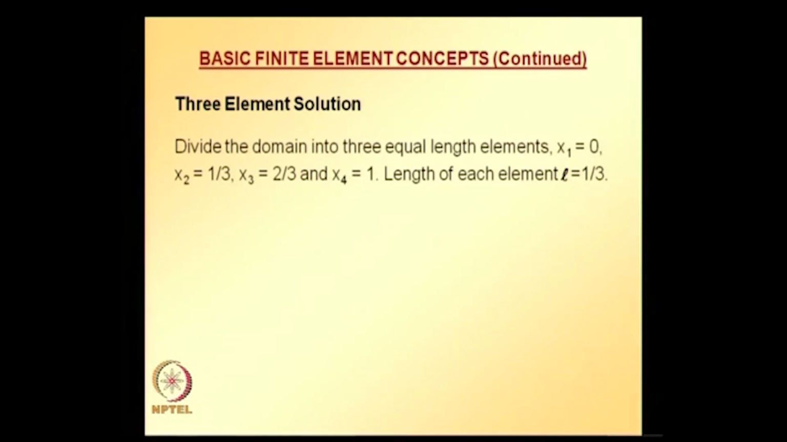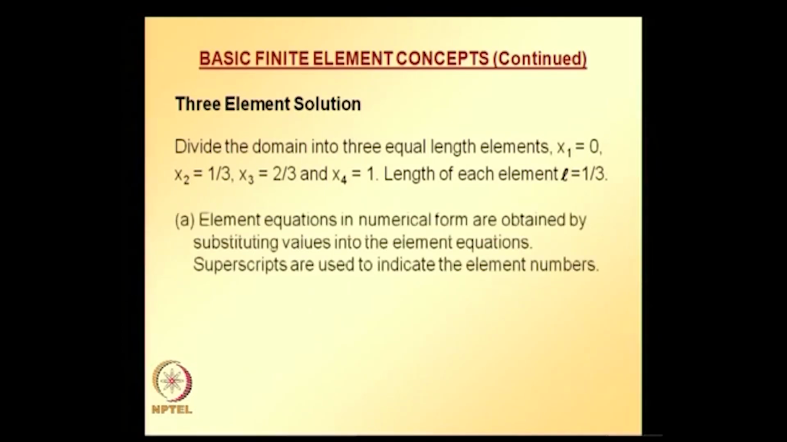3 element solution means we are dividing the entire solution domain into 3 elements, and the nodal coordinate of node 1 is 0, node 2 is 1 over 3, node 3 is 2 over 3, node 4 is 1, and all elements are of the same length equal to 1 over 3.